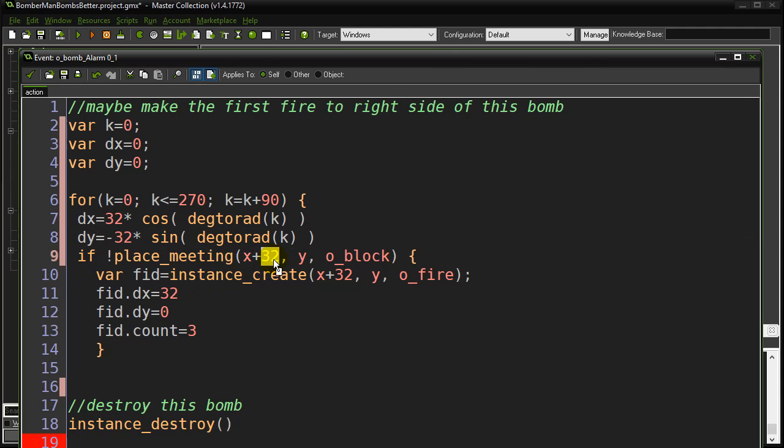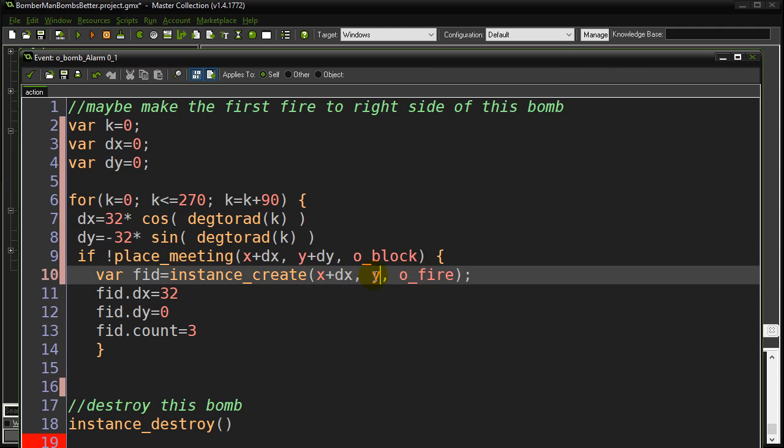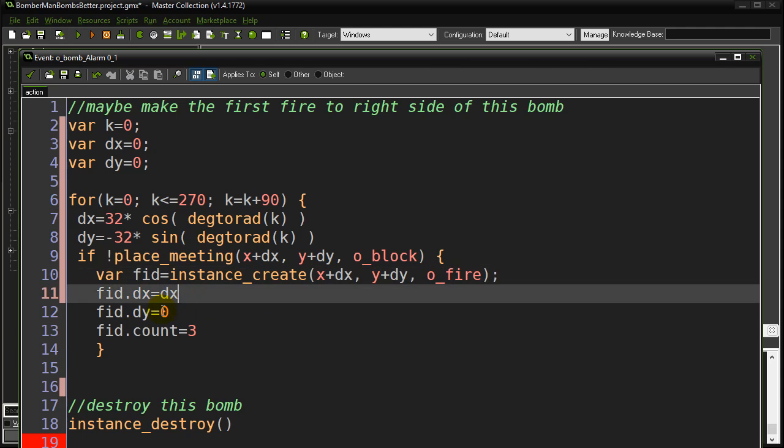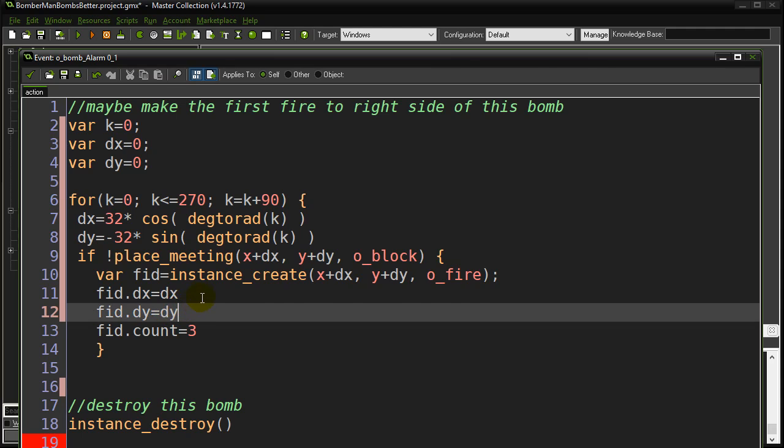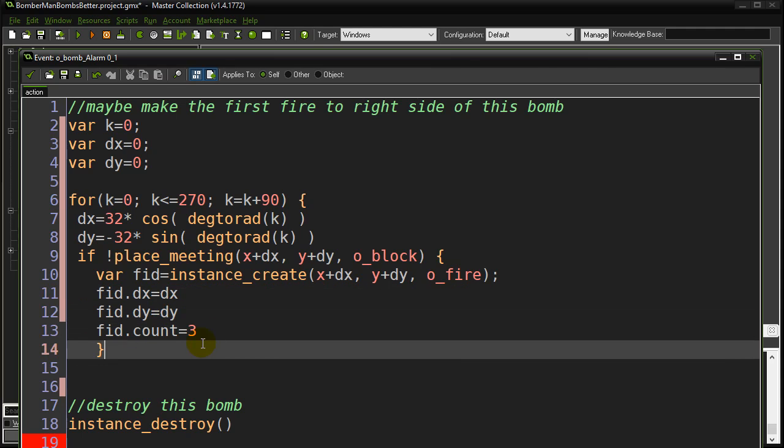I'm going to call that dx. And I'll add in dy. I'll put dx. I'll put dy. And then this stays dx. And that stays dy. And that's it. That now does all four directions because it's going to go through the loop four times.